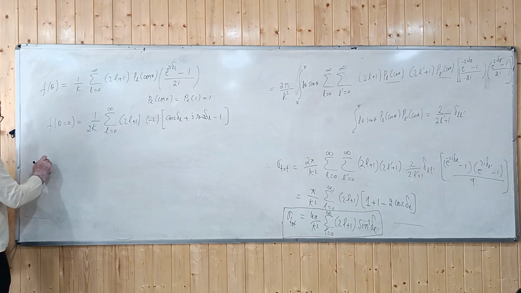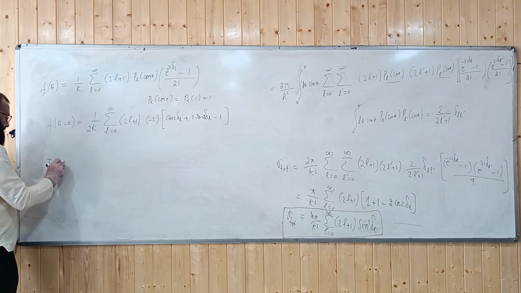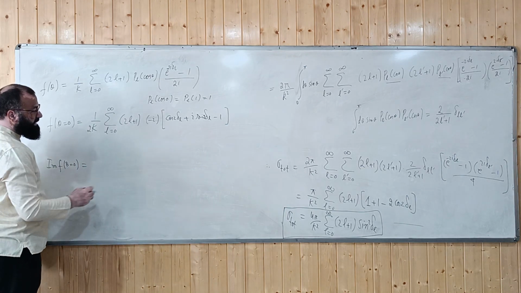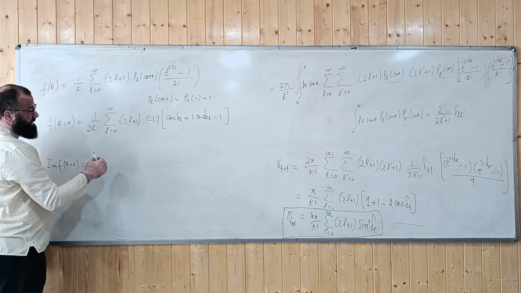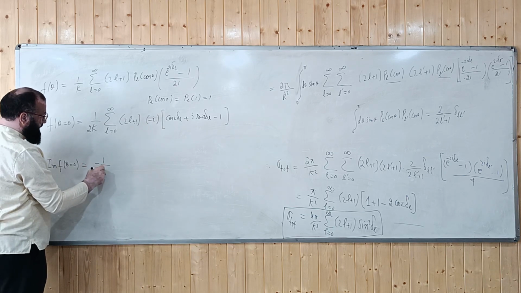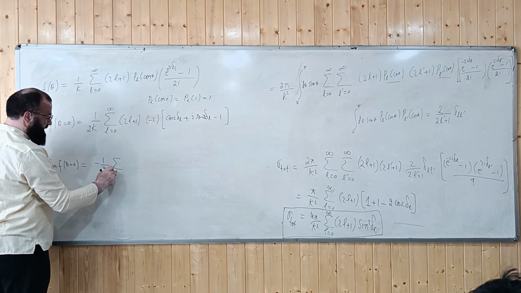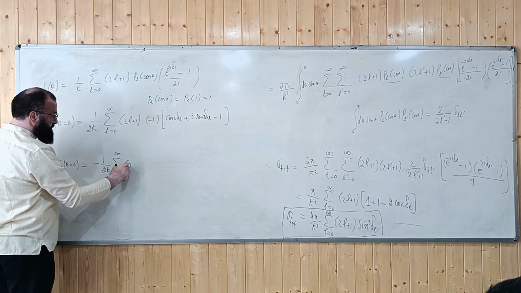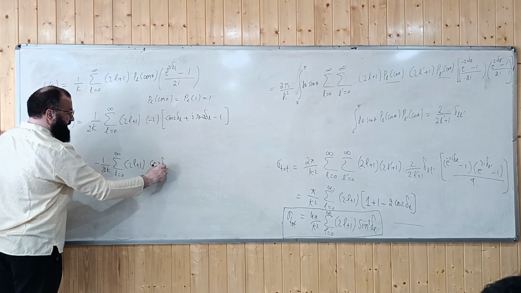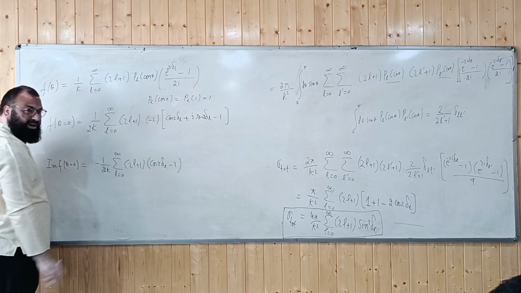Okay, so now let's write the imaginary part. Imaginary of f of theta equal to 0. So what is that equal to? Let's take the imaginary part. So it's minus 1 by 2k summation of L equal to 0 to infinity 2L plus 1 cosine of twice delta L minus 1. So that's our imaginary part.